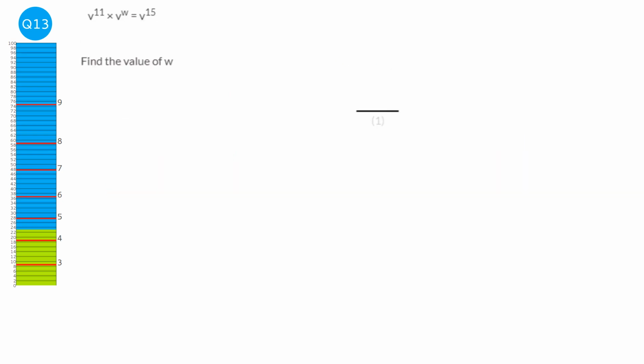We know that when you multiply powers with the same base, and here we've got all these as base V, you add the powers. So we're looking at what do we add to 11, which is this one here, to get to 15. 11 plus 4 is 15. So W therefore equals 4.